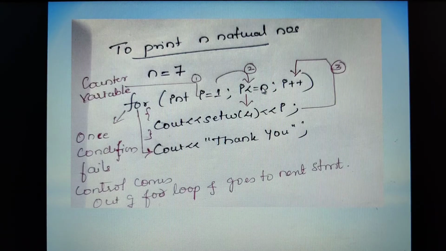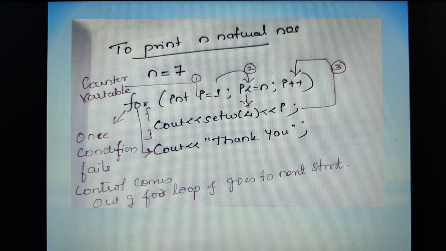3 is less than or equal to 7. Condition is true. Again 3 will be printed. Again increment takes place. Like this, your for loop keeps on repeating until this condition fails. When I reaches 7, whether 7 is less than or equal to 7, yes, the condition is true. Then it prints the value of I, that is 7. After that again increment takes place. Now I becomes what? 8. Whether 8 is less than or equal to n, the condition fails.